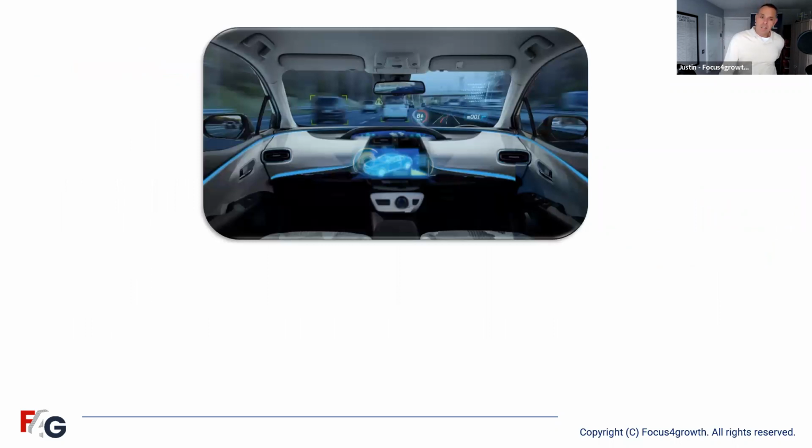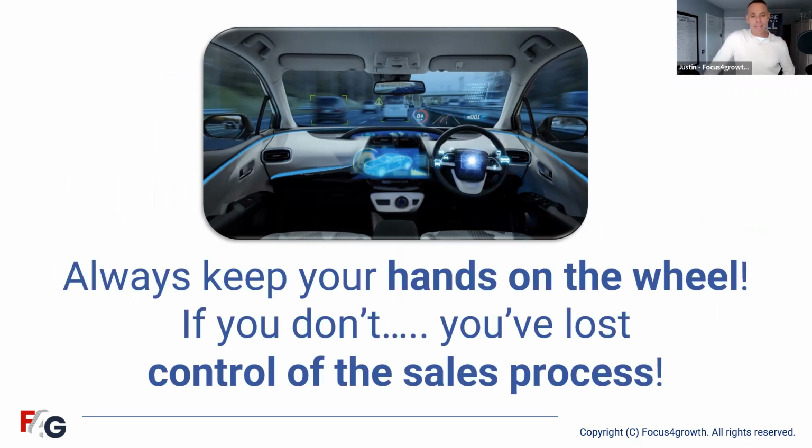And I use this analogy about the sales process. If you think about the sales process, you've got you on one side, you've got the customer on the other. They're like two seats in the car, right? But there's only one steering wheel in the car. So if at any point we don't keep our hands on the wheel, we don't have that next appointment in the diary, we've lost control of the sales process, right? We've just handed the wheel to the customer and said, you drive. It's fine.